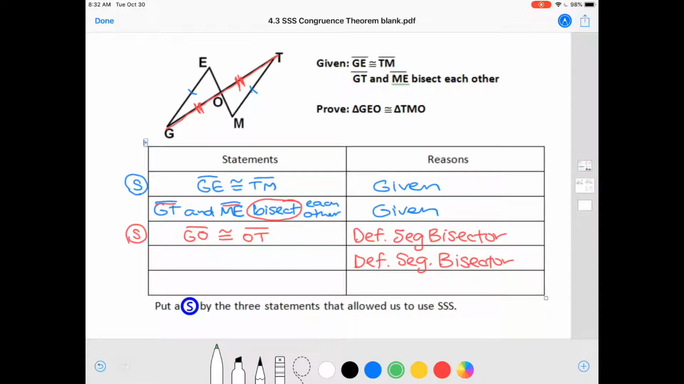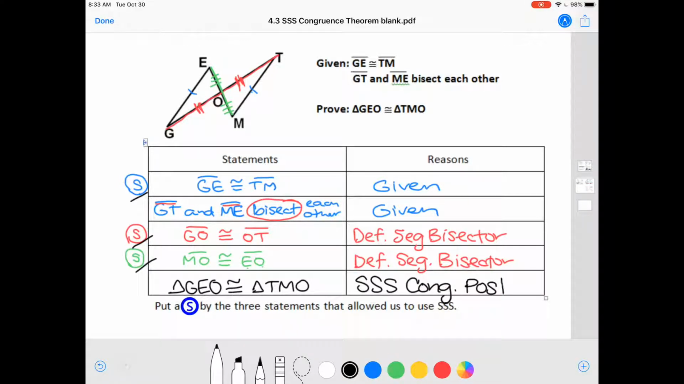And where's my other one? ME is bisected. So I can tick those 2 sides. MO congruent to EO, whatever you want to name them. So the order of the letters doesn't matter to me. You could call that EO or OE. And that's our third set of sides that is marked. Now the punchline, triangle GO is congruent to triangle TMO. And our reason, we've been keeping track. It's the side-side-side congruence postulate. Pretty sweet, right?